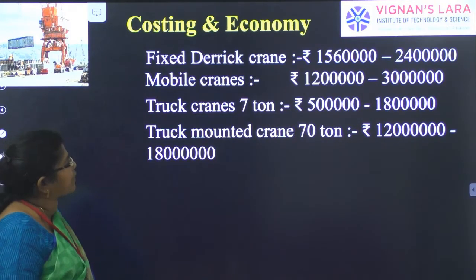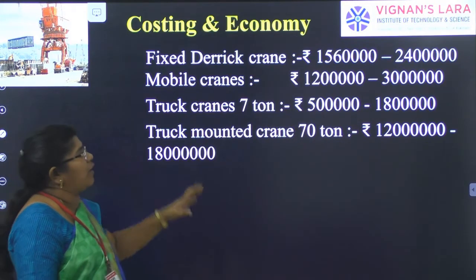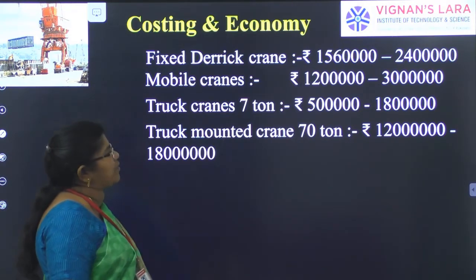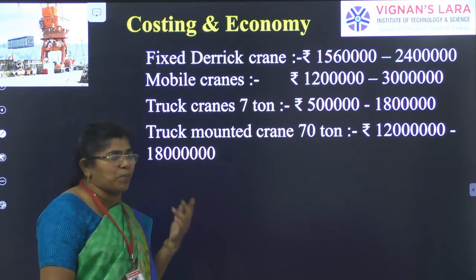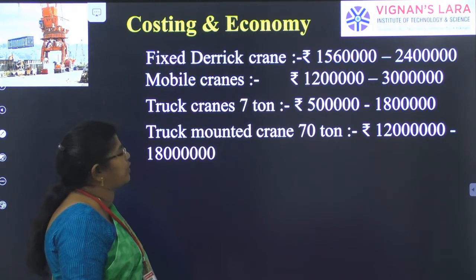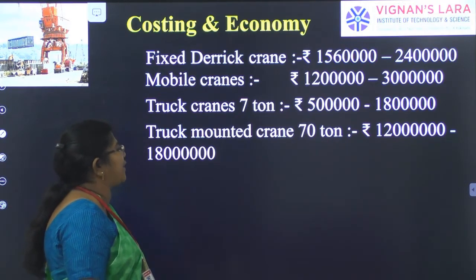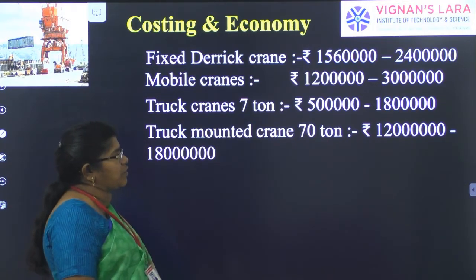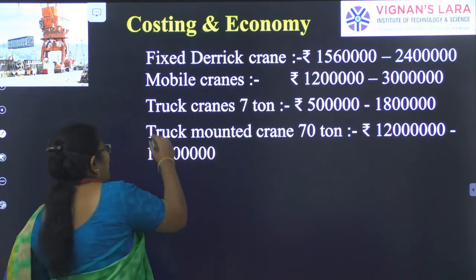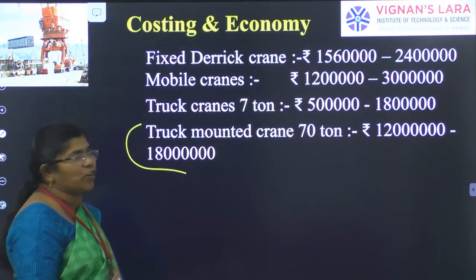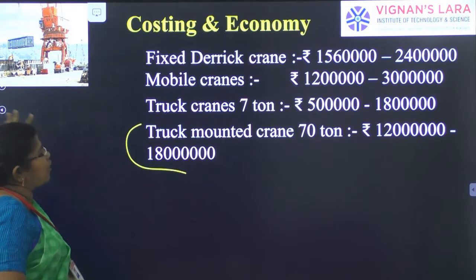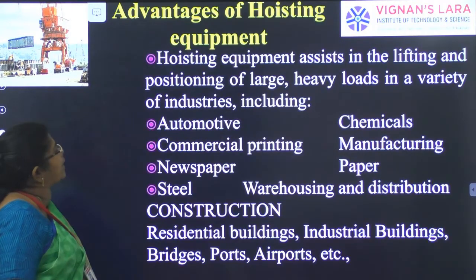And the next one, it is a fixed derrick crane, so the rate is 15 lakhs 60,000 to 24 lakhs, and the mobile cranes will be, it depends upon the speed, how much it has to carry, what is the purpose and other things, it will be 12 lakhs to 30 lakhs. Truck cranes of 7 tons will be 50 lakhs to 1,80,000, and truck mounted cranes is a very, very costly one, right? It will go from 12 crores to 18 crores. No, not 12 crores, sorry, 1.2 crores to 1.8 crores.